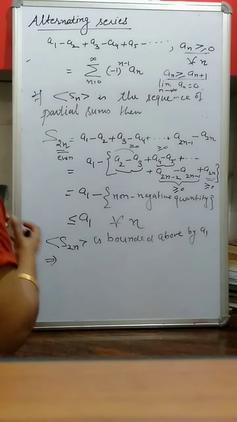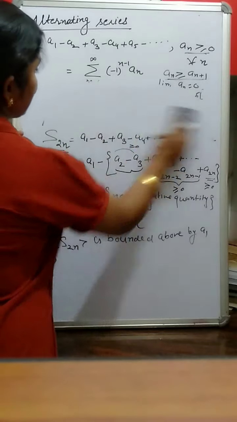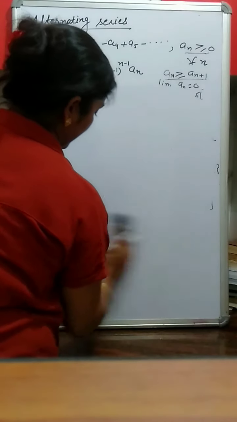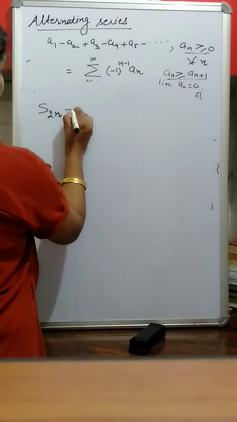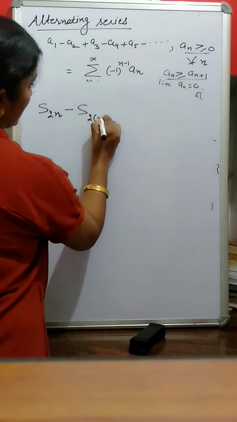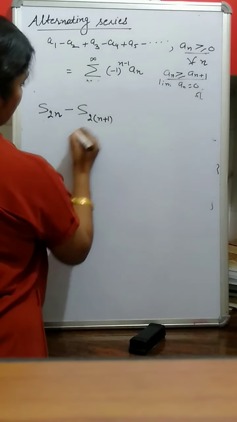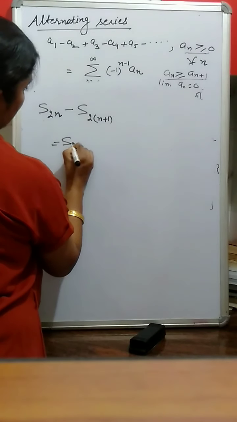Let us check it. Now S2n. What is the next term of S2n? The next term is S2n plus 2. So this is S2n.